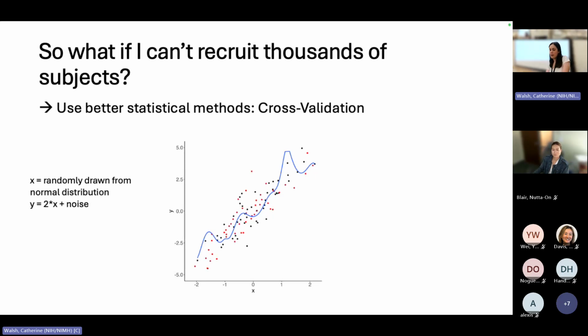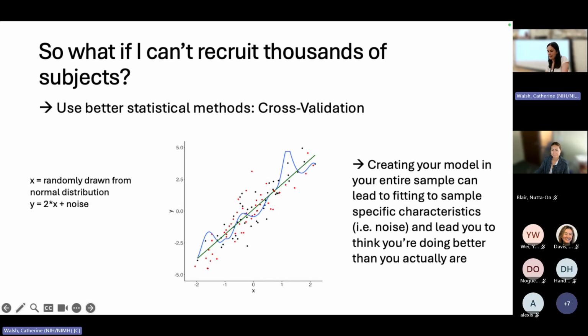But then imagine we take a new sample, these red dots, drawn from that same distribution. If we use that really specific model that we used before, it's not going to do well. We fit our model to the noise in our first data set. In contrast, something more simple like a linear model will serve us much better. This is all to say that if we use our whole data set to fit a model and try to understand relationships, we can fit to sample-specific characteristics and make you think you're doing better than you actually are.